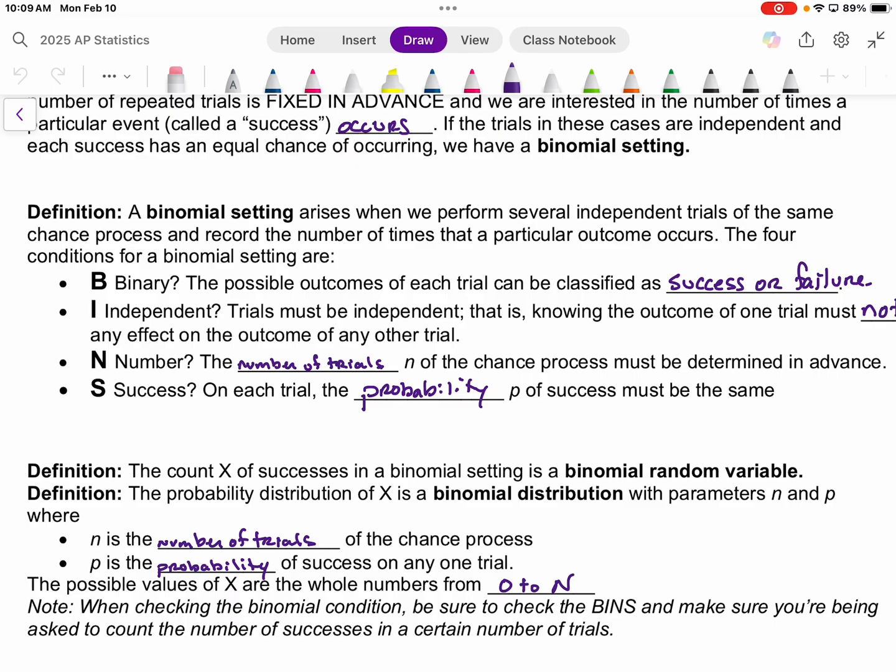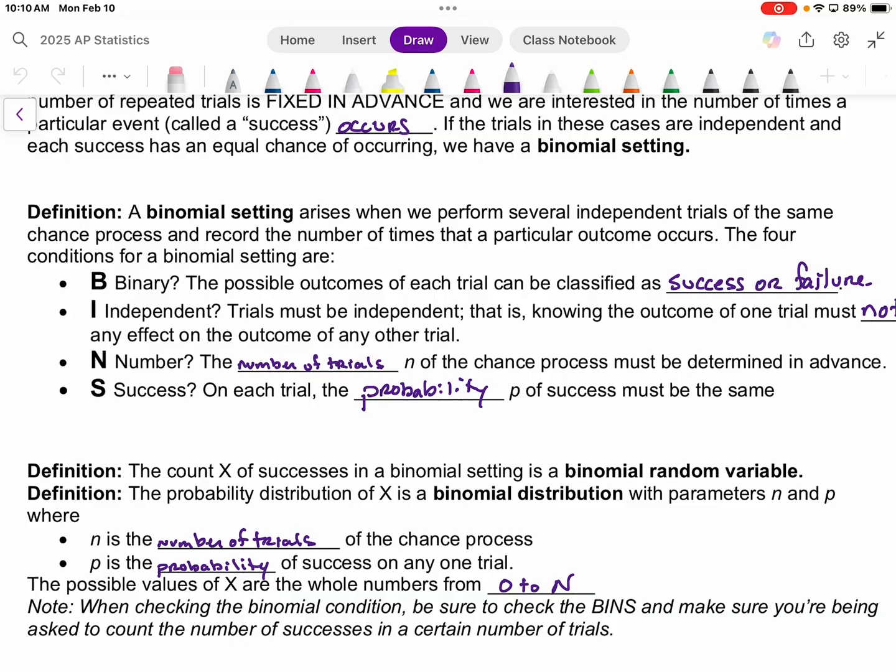When we do the state, plan, do, conclude, in the plan stage, this is where we would check the conditions. That's where we would check our conditions with the BINS. Do we meet these 4 criteria?